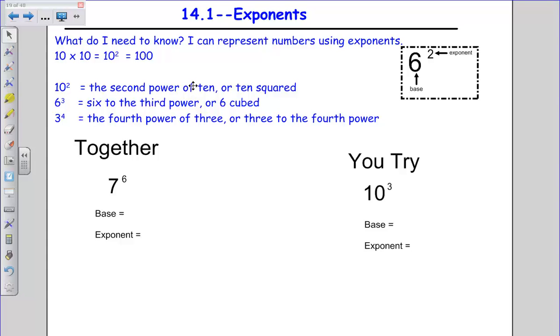Hi everyone, this is the beginning of chapter 14. We're going to be talking about exponents today. So the first thing I need to know is, what does an exponent mean? What does that look like?